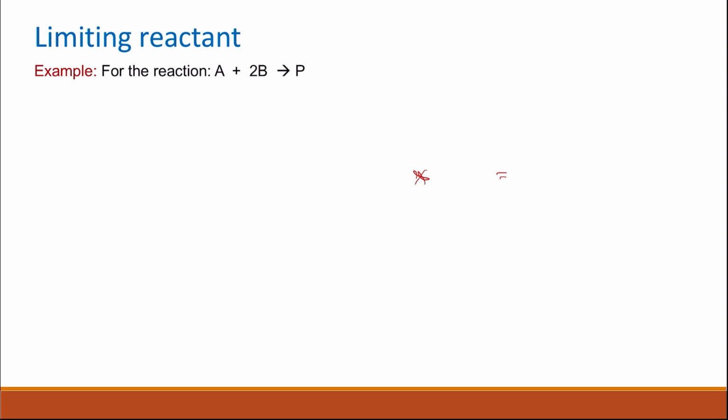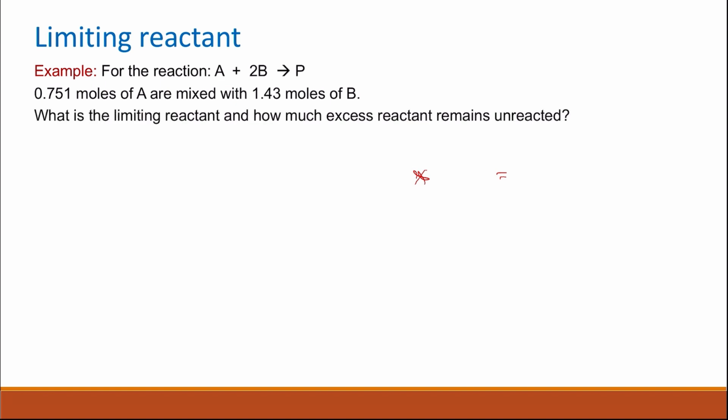Sometimes you will need to find out how much product is produced, or you need to find out which of the reactants is actually the limiting reactant. In this case, you need to write the balanced equation. So for a reaction, A plus 2B gives you 1P. Then if 0.751 moles of A are mixed with 1.43 moles of B, which one would be the limiting reactant and how much excess reactant remains unreacted?